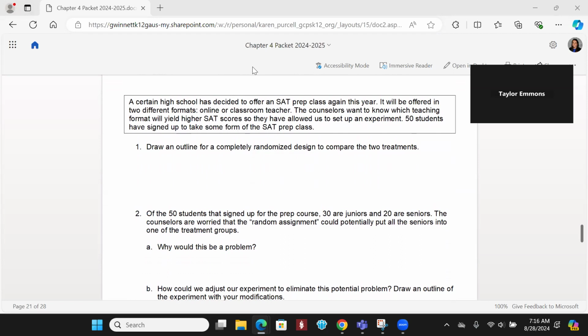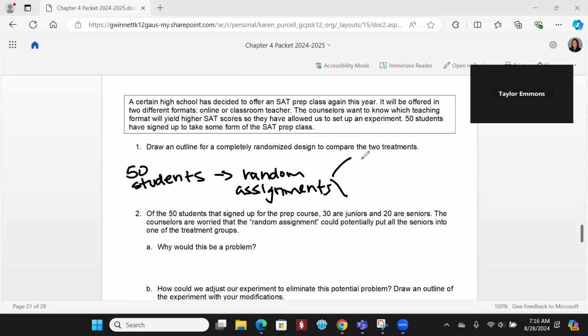Draw an outline. Okay, so how many students do we have? 50. All right, so we got 50 students, and then we're going to randomly assign them. Okay, and then we're going to break them into groups. So group one, and then group two. Okay, and you always want to state how many people are in each group.